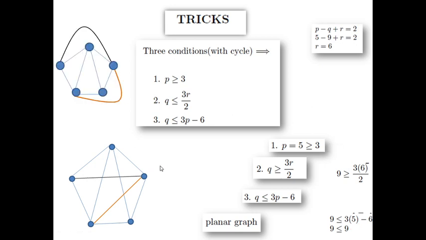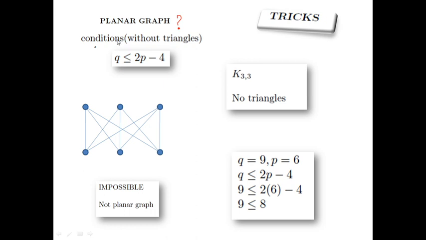You can see the next one. Okay, fine. Right. We can see a planar graph without triangles. Is it possible? See, this is K3,3, a complete bipartite graph, which contains definitely no triangles. You can check. So K3,3 contains no triangles. If it's so, you have to apply this condition, Q less than or equal to 2P minus 4.